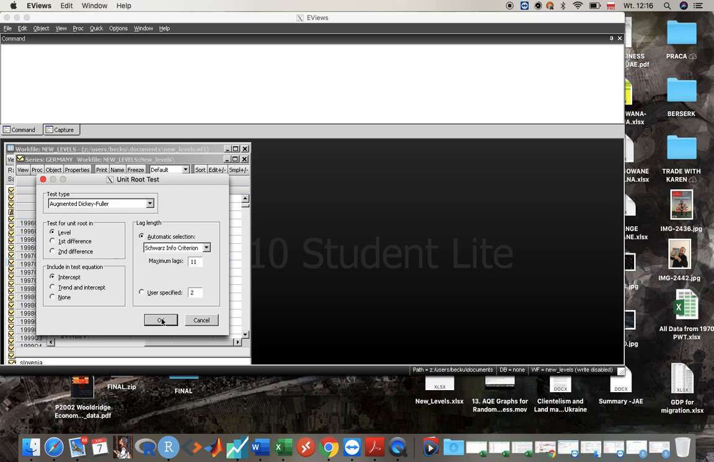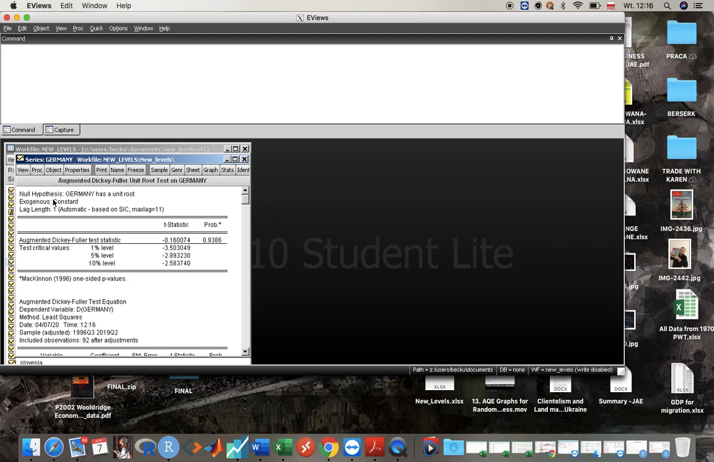Okay, and then we click OK, and we see the result of the test. And look, here the null hypothesis is Germany has a unit root. You can think about it as a null hypothesis that rho is equal to zero, or delta is equal to one, or from the context of the difference equation that A is equal to exactly one. And look, the p-value here is 0.9386. So in this context, we see that this test brings a strong argument for the unit root and random walk with drift hypothesis.